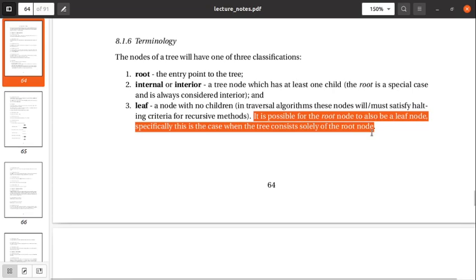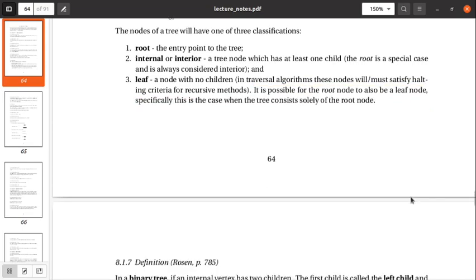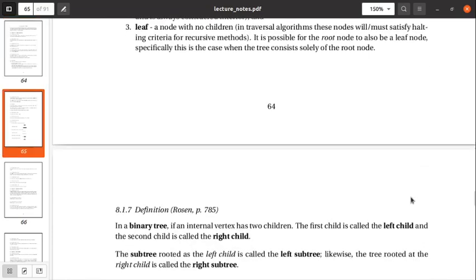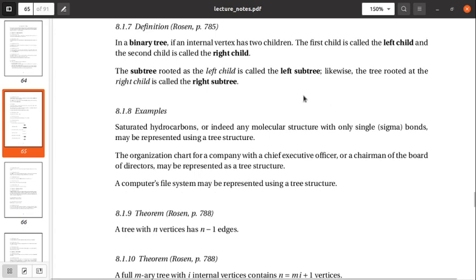So this is the case whenever the tree consists solely of the root node, in which case it would be considered both interior. It would be all three. It would be the root node, interior, and leaf node.